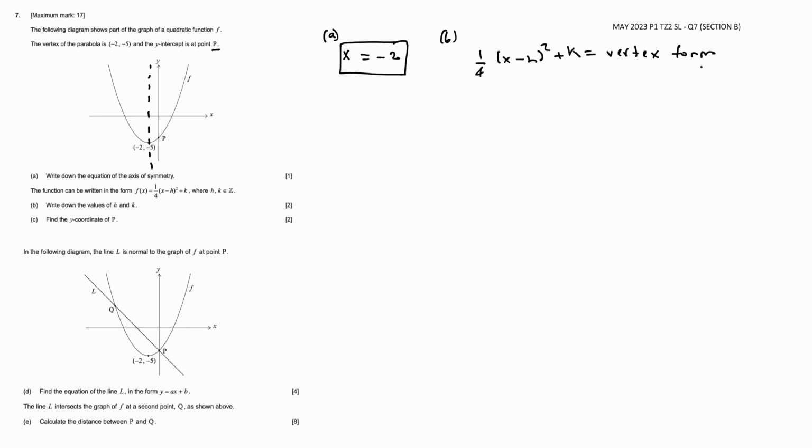Now what is the speciality of the vertex form? (h, k) is our vertex, and we know the vertex of this parabola is (-2, -5). So h must be equal to -2 and k must be equal to -5.